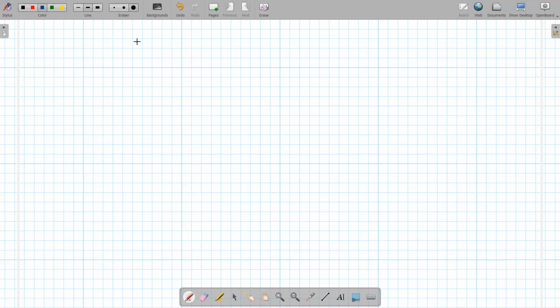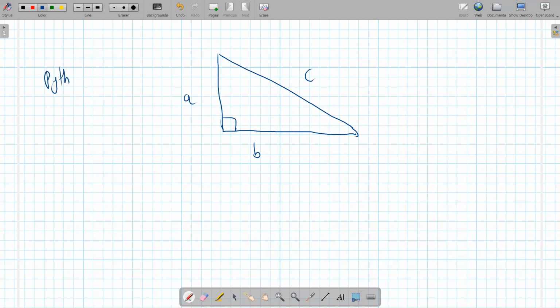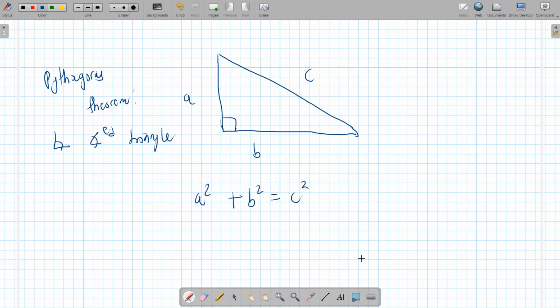And again, the right angle triangle is very powerful because there's a theorem here. Again, this is A, this is B, this is C. The theorem is called Pythagoras theorem. A mathematician called Pythagoras came up with this, and it's like a formula. It's very powerful. What does it say? It says this: in a right angle triangle, only in a right angle triangle, A squared plus B squared equals C squared.